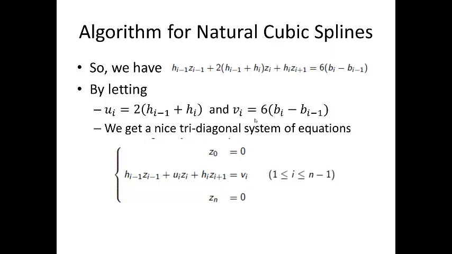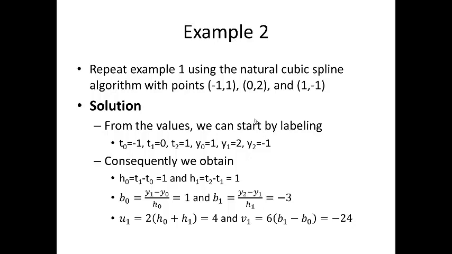Let's look at another example. Example 2 asks us to repeat the same problem we had with example 1 using the natural cubic spline algorithm with points (minus 1, 1), (0, 2), and (1, minus 1). From these values, we can start by labeling the t sub i and the y sub i's. So t0 is minus 1, t1 is 0, and t2 is 1. y0 is 1, y1 is 2, and y2 is minus 1.